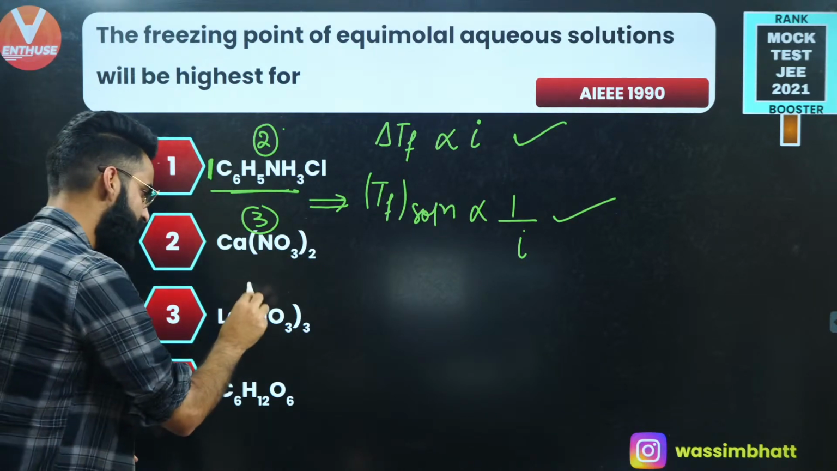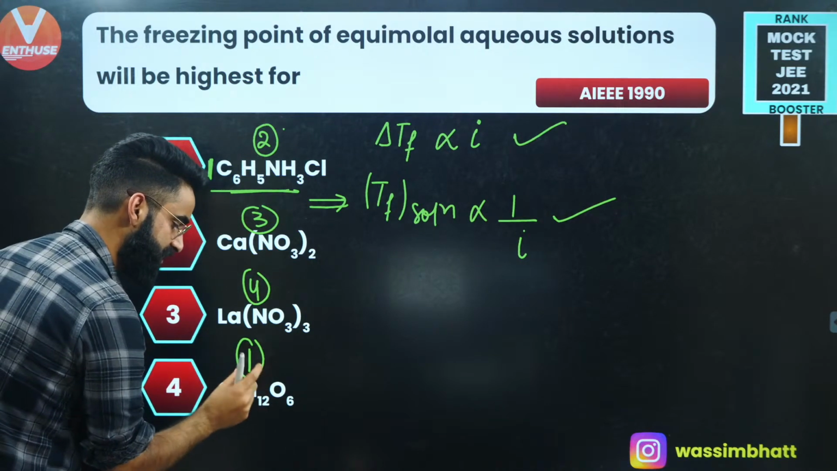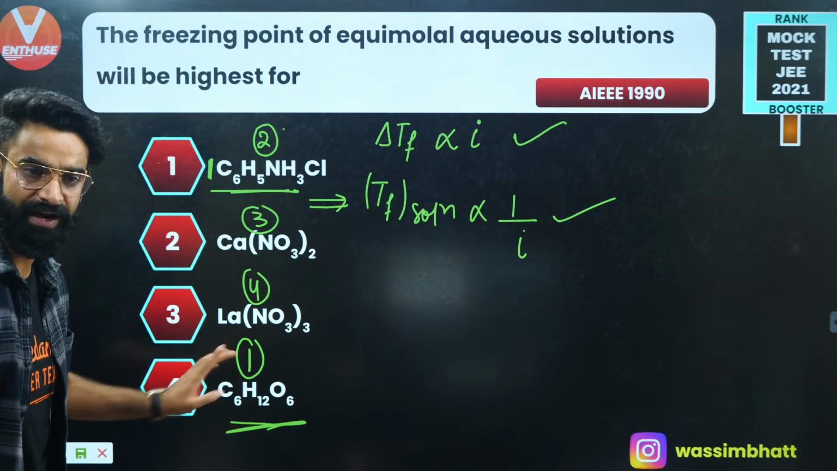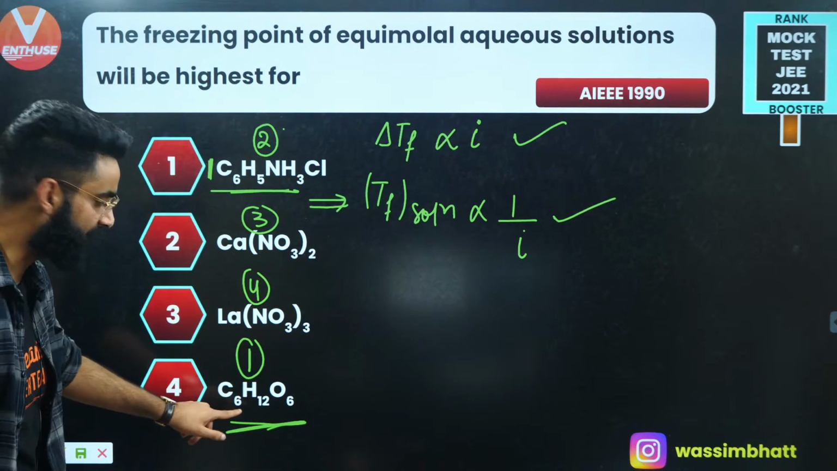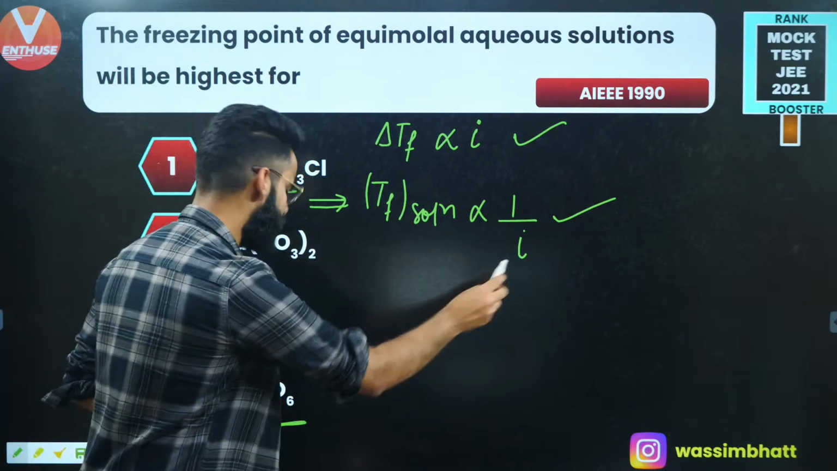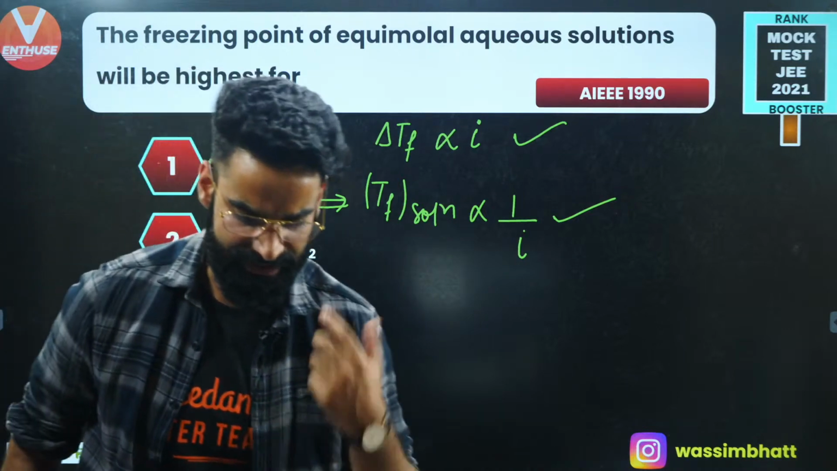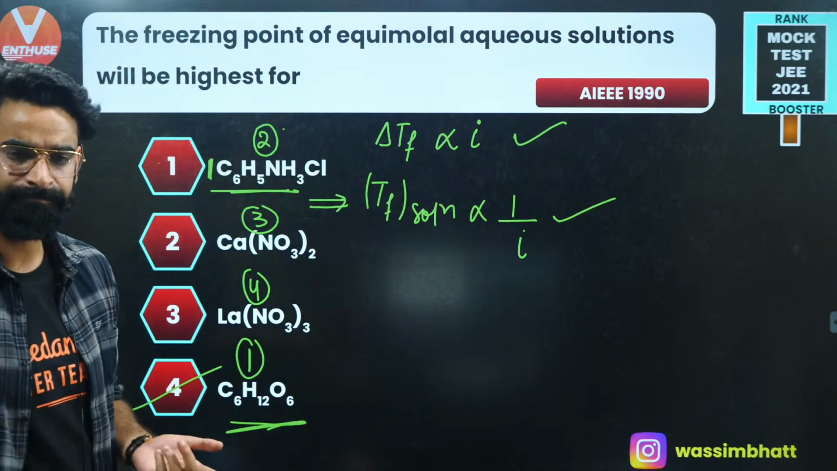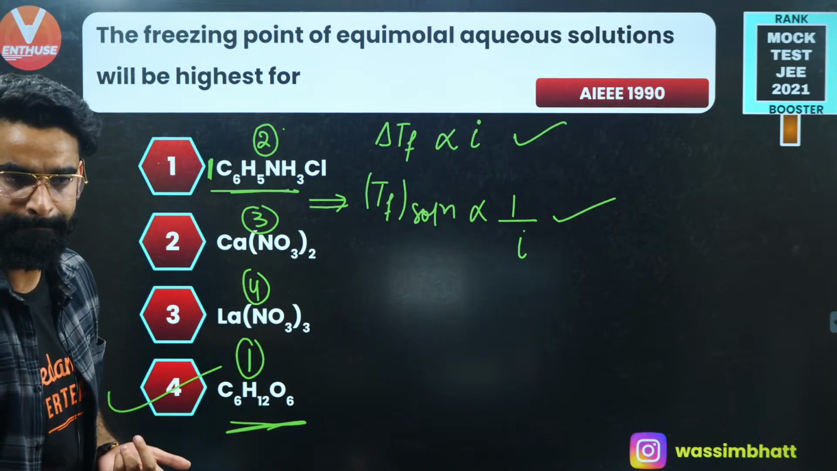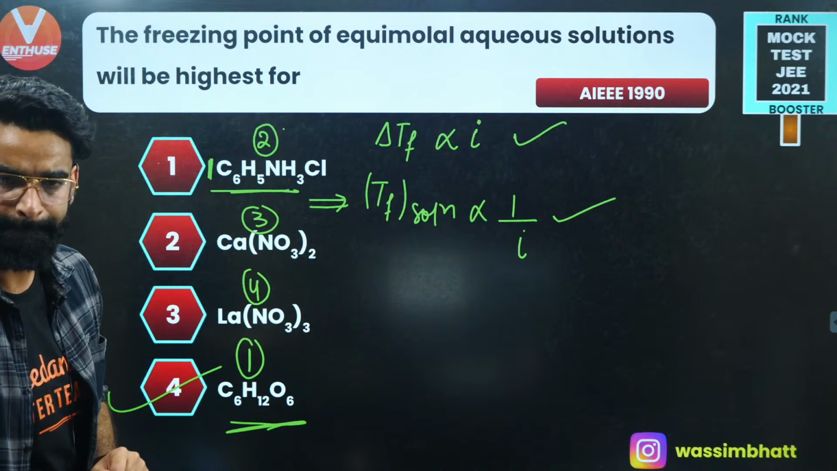Similarly, the Van't Hoff factor right here is 4. Over here, it is not going to undergo dissociation or association. It's a non-electrolyte, right? So its Van't Hoff factor is 1. Wherever the Van't Hoff factor is minimum, there only the freezing point of the solution is maximum. The Van't Hoff factor is minimum in the 4th case, so the freezing point of the glucose solution is going to be maximum among all. Exactly, glucose is a non-electrolyte, its Van't Hoff factor will be 1. As simple as that. Remember this concept as well.